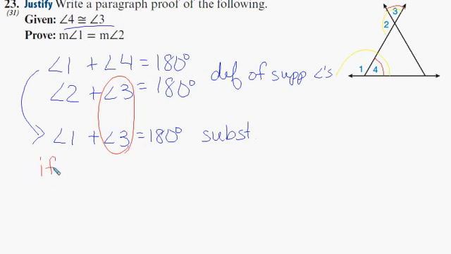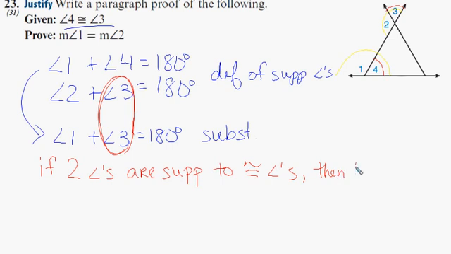It says if two angles are supplementary to congruent angles, all right, there's our congruent angles right here. If two angles are supplementary to congruent angles, then they are congruent. Therefore, angle 1 is congruent to angle 2. And I know I disregarded the measure of stuff.